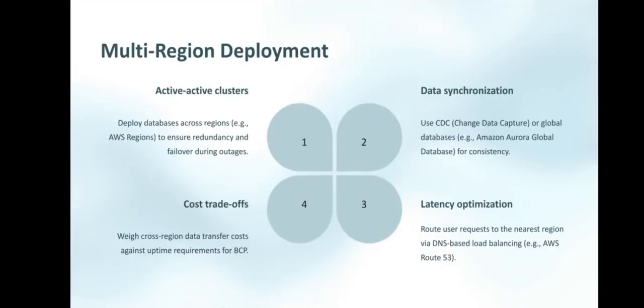Lastly, in multi-region deployment, we use active-active clusters, which means databases in different regions work together to avoid downtime. Data synchronization keeps all copies of the database updated in real time. Latency optimization ensures users connect to the closest server, making the system faster. But we must also consider the cost trade-off of moving data between regions.